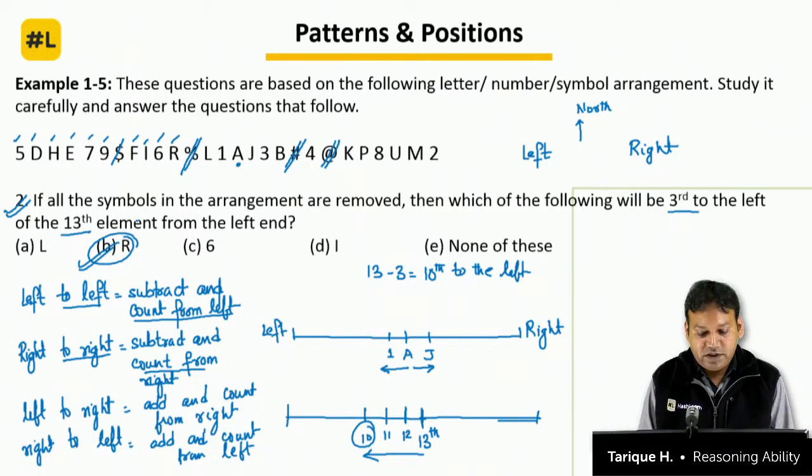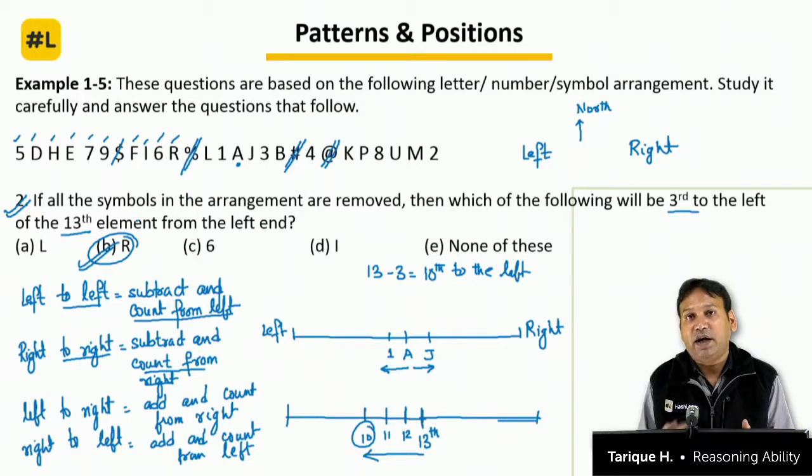So for these kinds of questions, understand how to solve faster and how to count. To left means you count from left, to right means count from right. When we say left to left or right to right, we should subtract. When you say left to right or right to left, you add. Okay, and then directly solve the question and get the answer. That is for the second question.